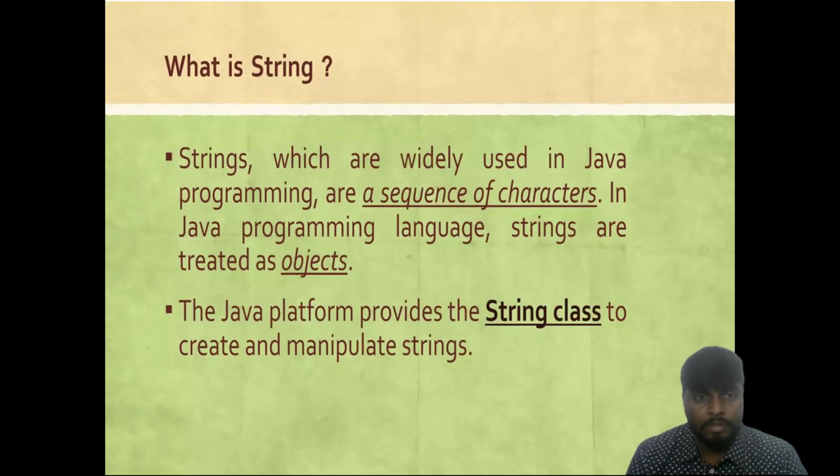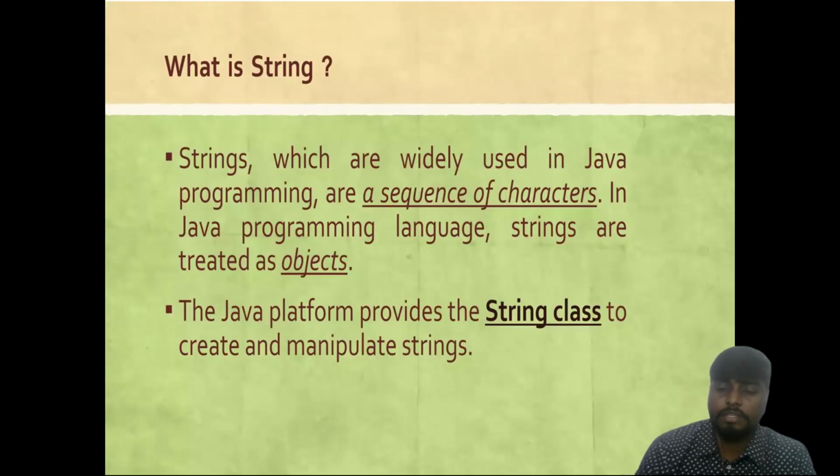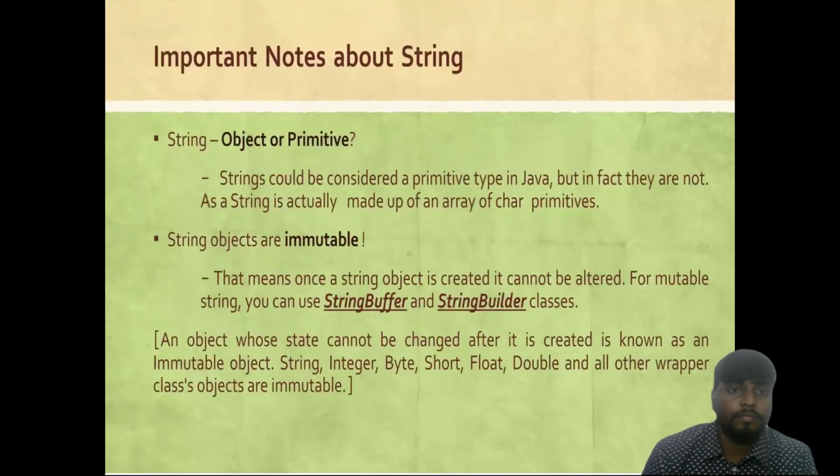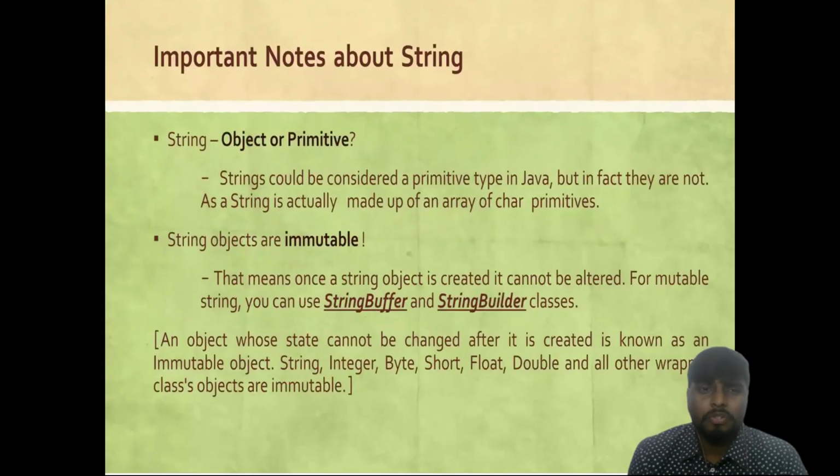In Java programming, strings are treated as objects. In Java programming, the JDK provides a String class to create and manipulate strings. Let's see how to create a string object as well as a string literal. The important notes about the string are just basic things. We can call it a primitive data type or an object. Both are fine.